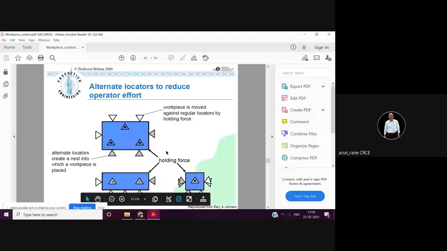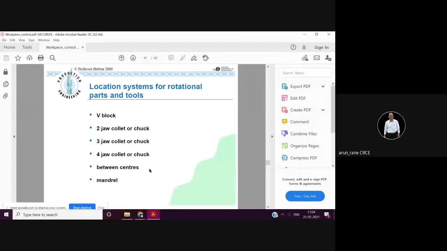Now we have seen symbolically how to place the locators and how the locators look. But in practice, what do these locators mean? The locators can be a V block. Locators can be a two jaw chuck, or a three jaw chuck, or a four jaw chuck, or a collet.